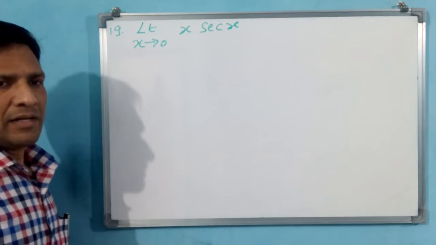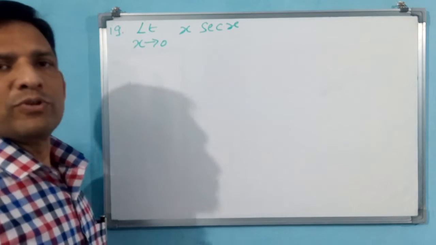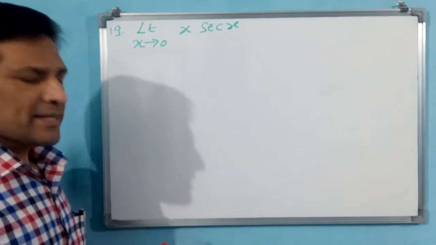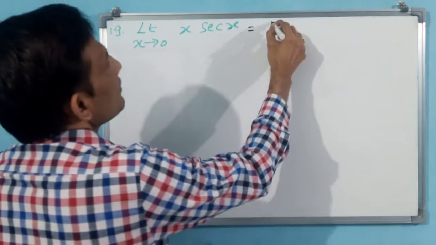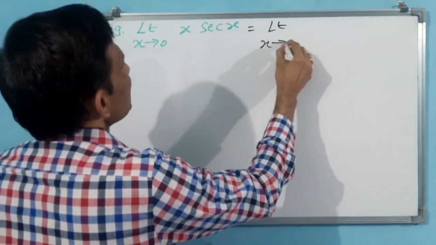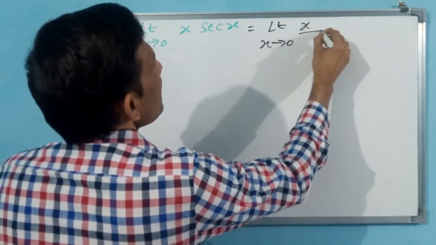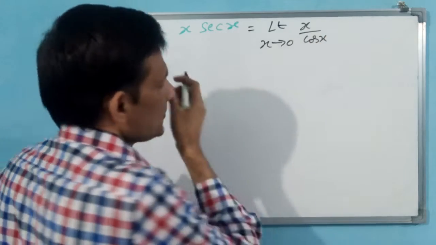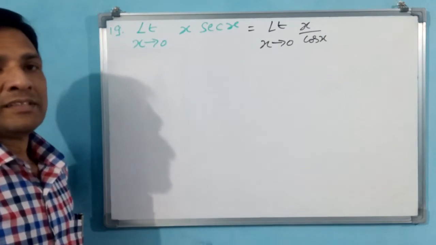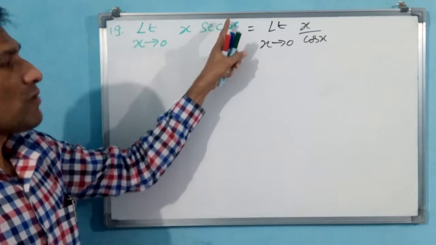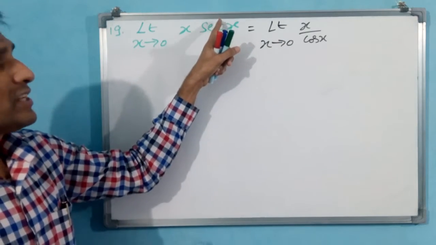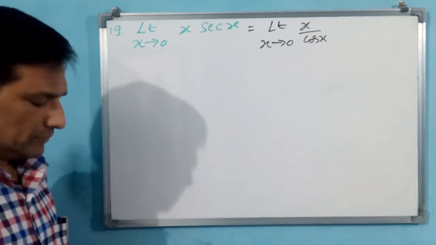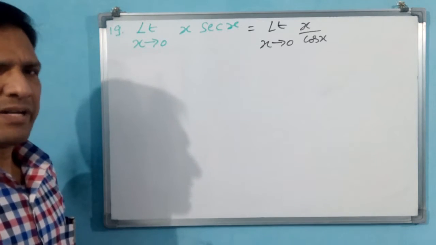Secant x, we know very well that it is 1 by cos x. Let us make it 1 by cos x. That is equal to limit x tends to 0, x by cos x. Is it okay? Why have I written x into 1 by cos x, x by cos x, both are same. You see, secant x is equal to 1 by cos x. Now you can apply the limit happily.